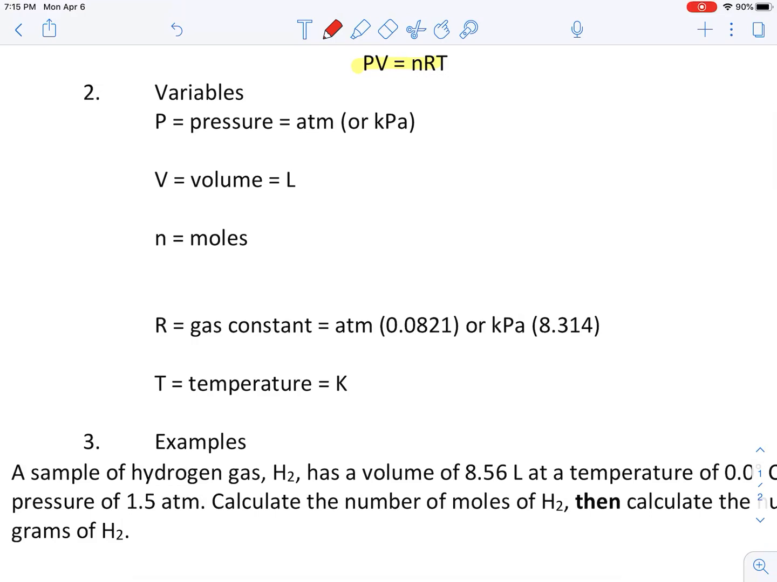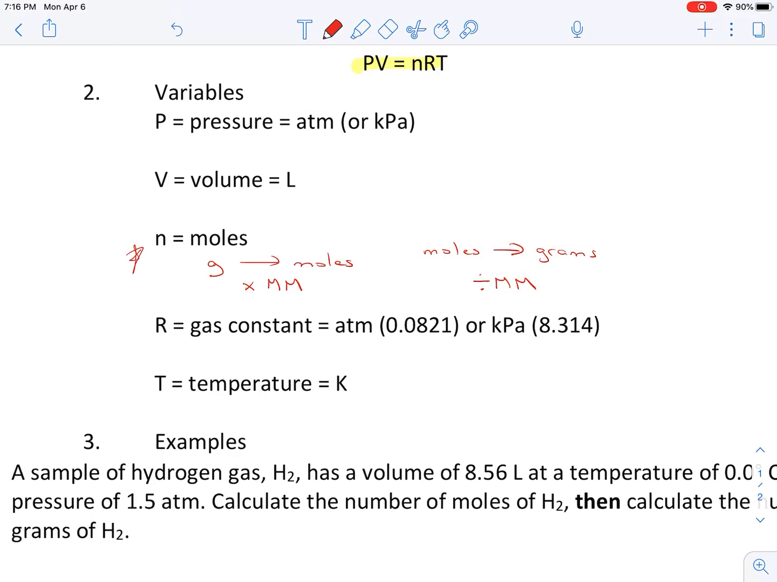N is a new one that we haven't seen for maybe a while. N is moles, and moles is exactly what you remember from first semester. Sometimes we might be at grams, and to get to moles, we're going to have to divide by the molar mass. In other situations, we might be at moles and need to get to grams, and to do that, we multiply by the molar mass. That's something to key in on for this one, because sometimes you have to do multiple steps.